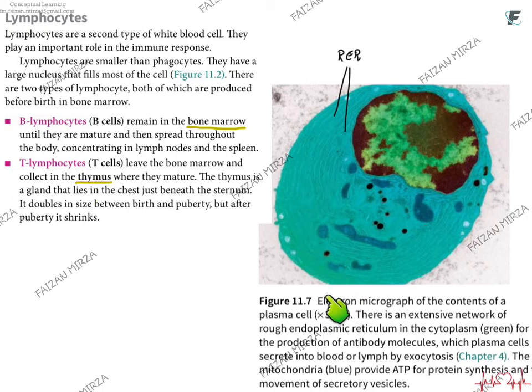You can see this is an electron micrograph of the contents of a plasma cell, and you can see that in this plasma cell you have an extensive rough ER. These are all rough ER here, in extensive quantity, and they would have a lot of Golgi vesicles and Golgi bodies as well. Why? Because a plasma cell is constantly secreting antibodies at a very fast rate, and antibodies are glycoproteins, so they need a lot of protein synthesis and assembly, which means ribosomes and rough ER and Golgi to support that functioning.